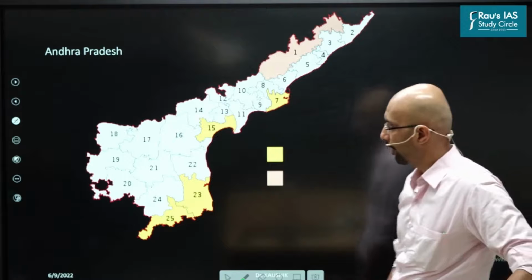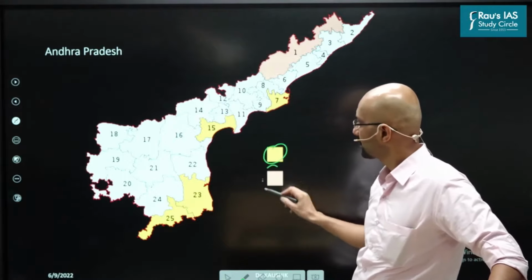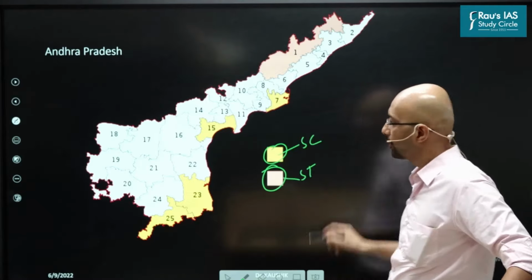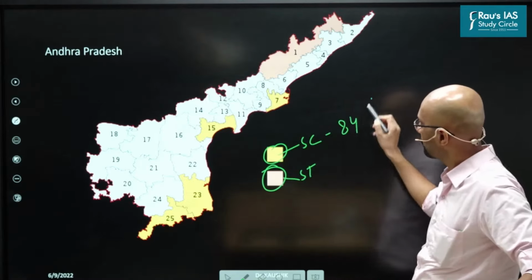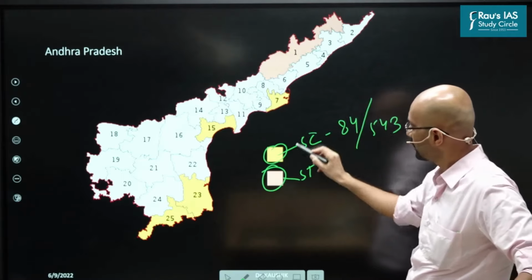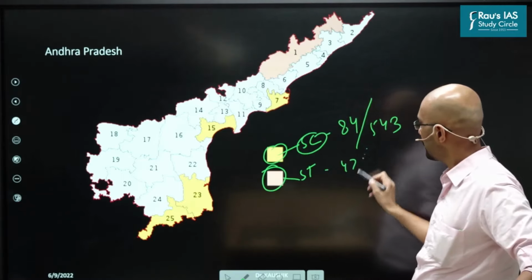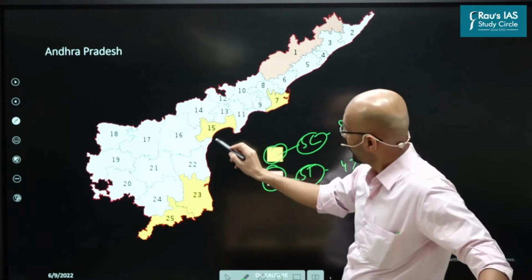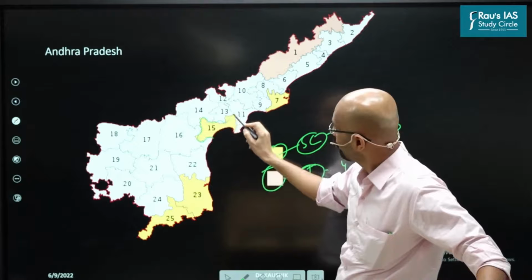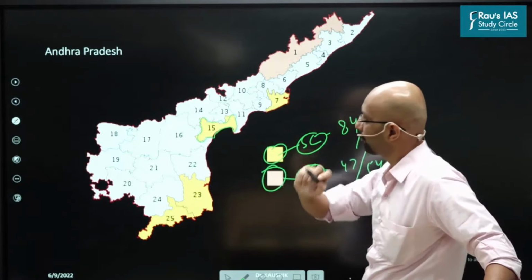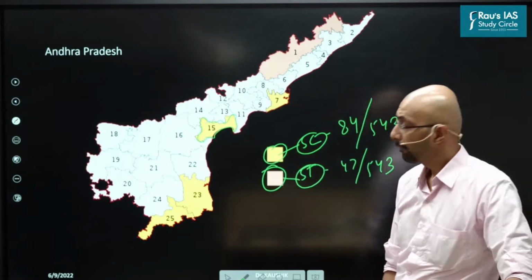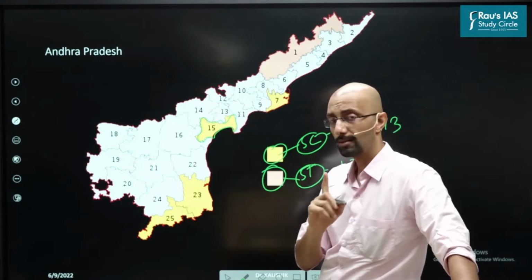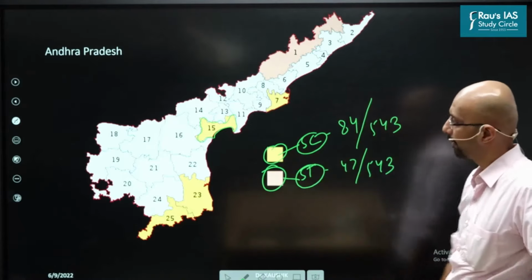And I hope maybe you have guessed that these are the reserved seats. These are SC reserved seats and these are SC reserved seats. So we have a total of 84 seats in Lok Sabha out of 543 reserved for SCs and 47 seats out of 543 reserved for STs. So if this is an SC reserved seat, it means only an SC candidate can contest from this constituency. But the electorate is joint. So we have not adopted the concept of separate electorates as brought by the British in India.